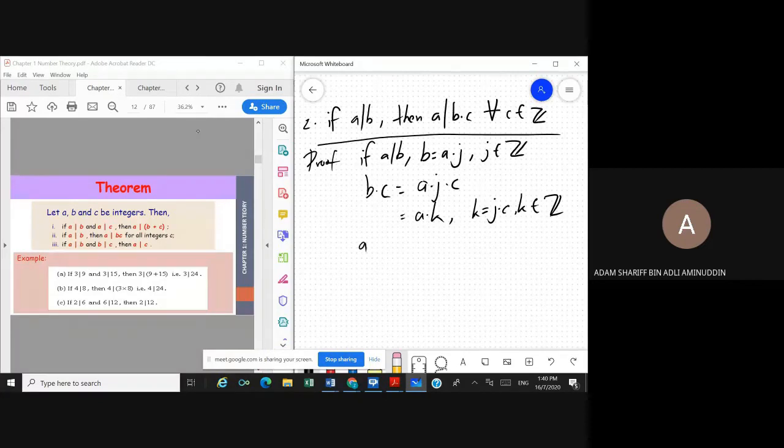And then I will get this statement, A is a factor of a multiple of A. This is my idea. As A is a factor of AK, and vice versa, AK is a multiple of A. What is AK again? AK is BC. This is how I complete my proof. Very simple.